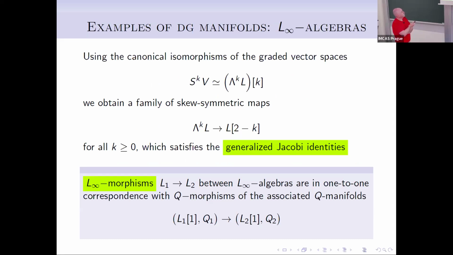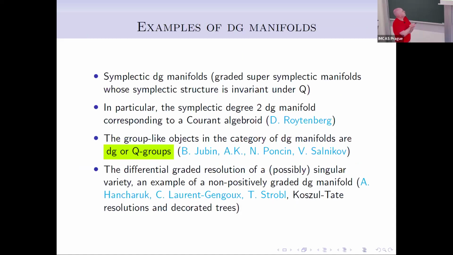And L infinity morphisms are DG morphisms of formal pointed Q manifolds. Actually, an L infinity algebra is, in some sense, a very general Q manifold. I will show how this appears even in a more general context when I talk about Kaplanov structures and generalizations.